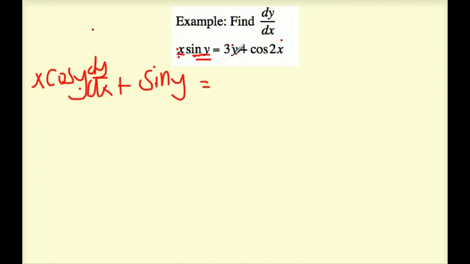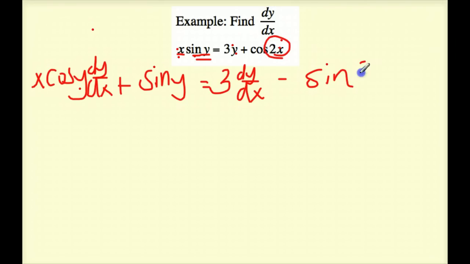Then I take the derivative of this side, so the derivative of 3y is 3, but since I took a derivative of a y variable, I'm going to multiply it by dy/dx. And finally, I take the derivative of cosine, which is negative sine, times my stuff, which is 2x, times the derivative of the stuff, so the derivative of 2x is 2. So I've done step 1 and step 2, taken the derivative of both sides, and added a dy/dx anytime I took the derivative of y.